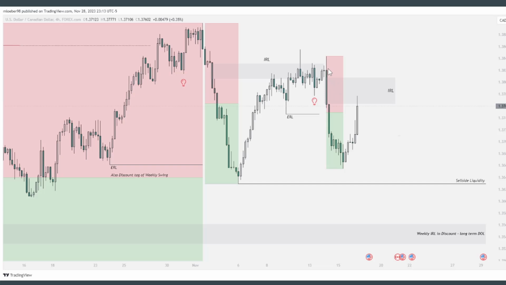Now, what I will be doing from here on is waiting for price to retrace again into premium of the next dealing range. And as you can see here, we had price create our dealing range from our high to low. We had a run on this external range liquidity, which is a significant swing low. Price retraces, premium of the range, and internal range fair value gap.